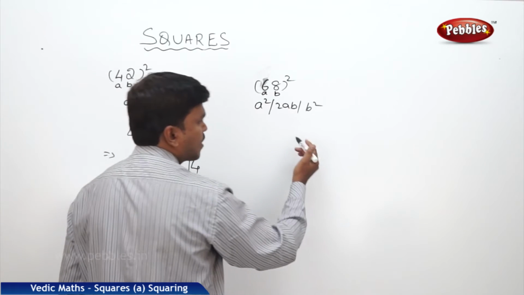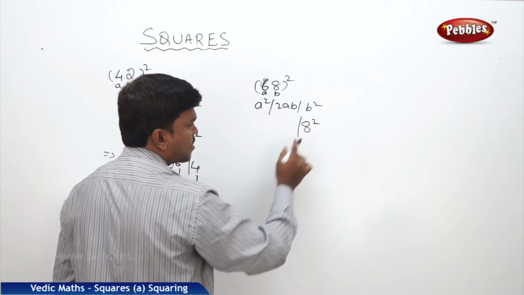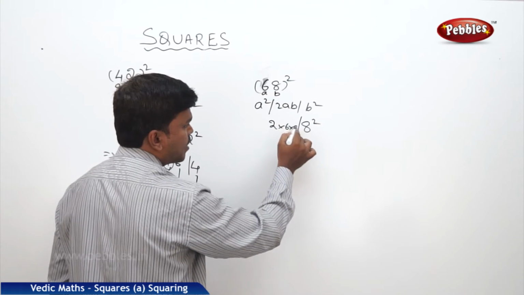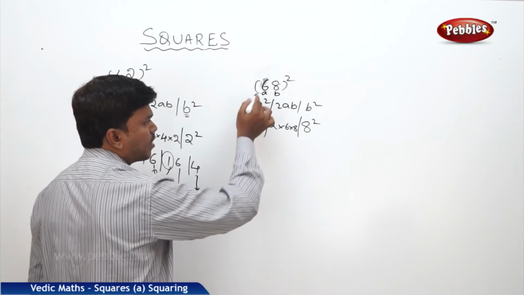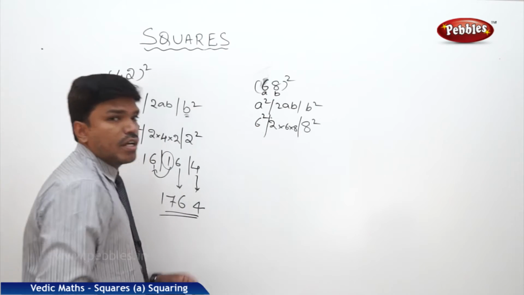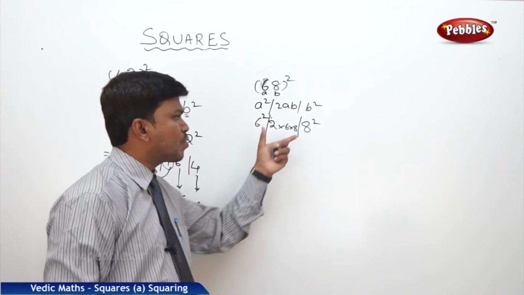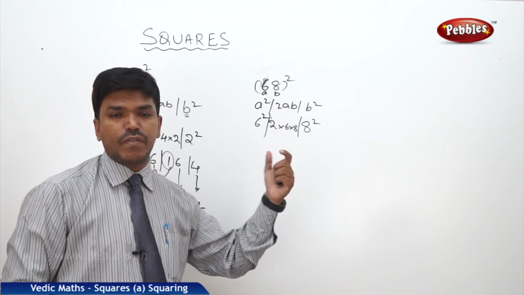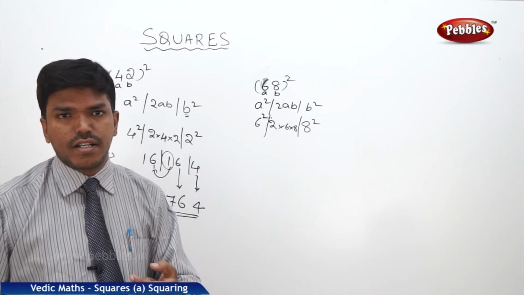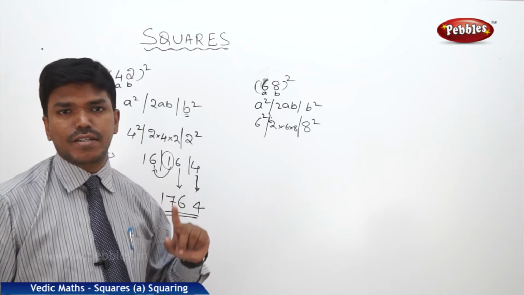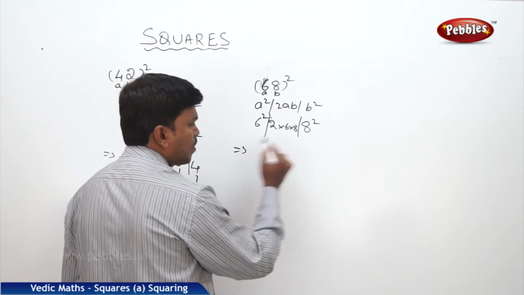So start from the right side. B square means 8 square, 2AB, that is 2 into 6 into 8. Next, A square. A is 6, so A square means 6 square. Remember, for your understanding purpose only, I am putting the steps. But once I practice, or once I am good with the understanding, then I will do the direct steps. Anyhow, start from the right side.